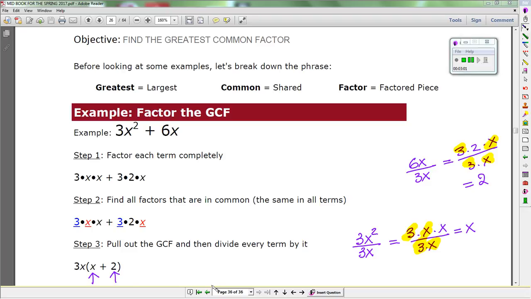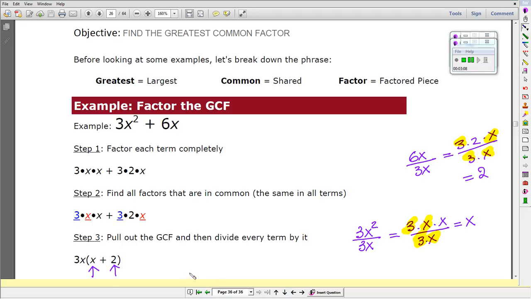Now, how do we know that we factored correctly? You can check your answer by distributing your greatest common factor to each one of the terms inside the parentheses. In this case, there are 2 terms inside the parentheses. So 3x times x gives you 3x to the power 2. 3x times 2 gives you 6x. Now you compare with the given expression. Is it the same? Yes, it is. So check, we found the correct factor.